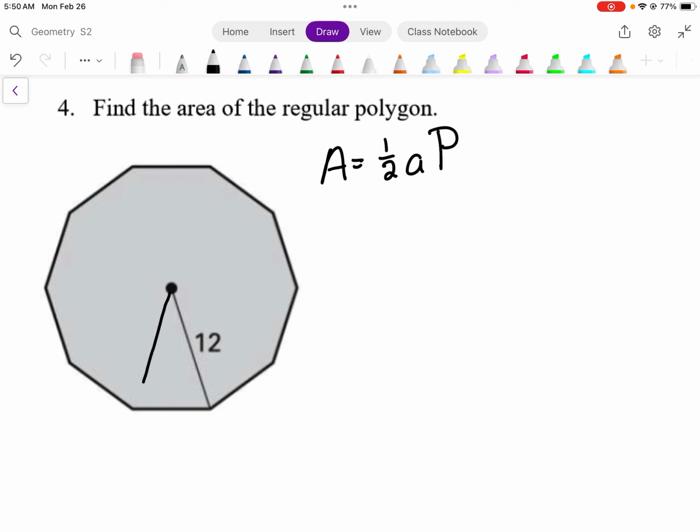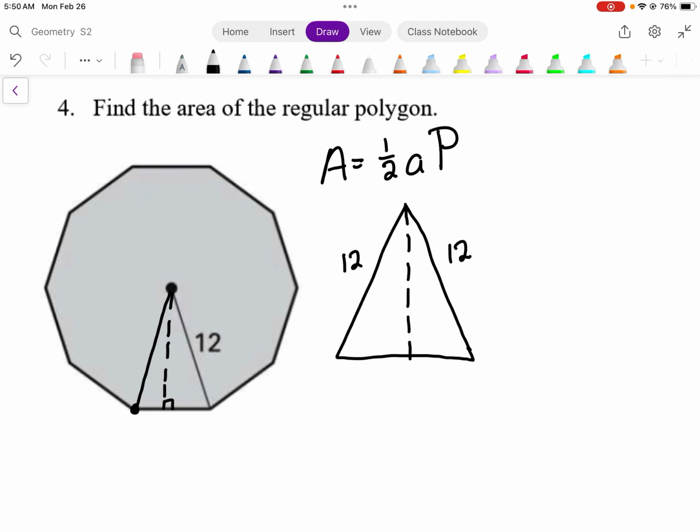And this one, they only gave us the radius. So we have to figure out what the length of the apothem is, and we have to figure out what the side lengths are to find the perimeter. So if we draw this triangle formed by the two radiuses, we know that each of those is 12 on the side of our triangle. And we need to figure out what the length of the apothem is and then the value of x, so we can then find the perimeter.